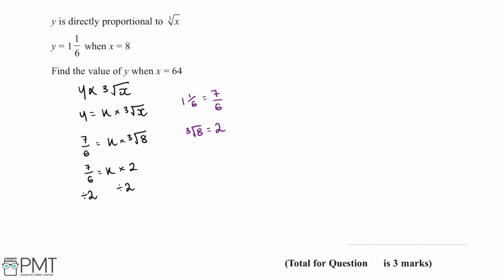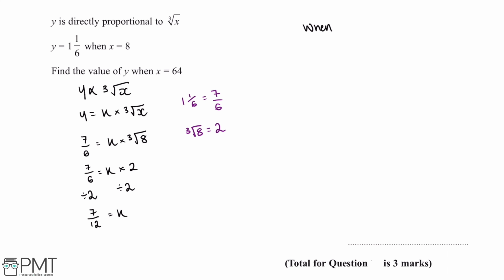So 7/6 divided by 2 will give us 7/12 because we multiply the denominator of the fraction by 2. And then k multiplied by 2 divided by 2 will give us k. So now what we need to do to finish off this question is substitute our value for k that we've worked out and the second value for x that we've been given in the question into this original equation which we formed to work out the value of y.